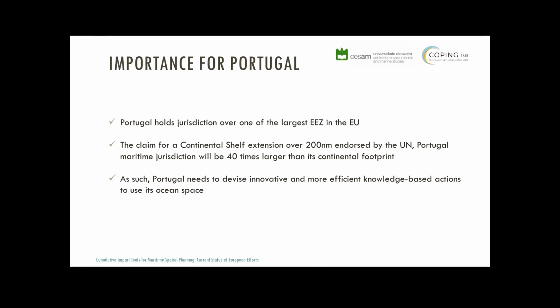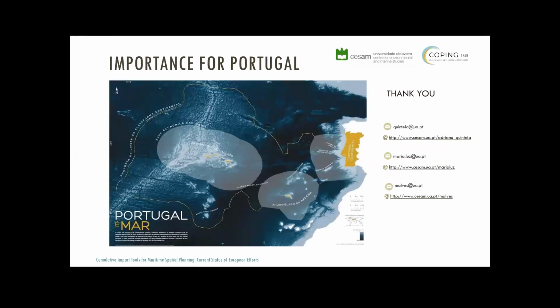As such, Portugal needs to devise innovative and more efficient knowledge-based actions, such as cumulative impact models, for the use of its ocean space. This map gives us an idea of the area that Portugal faces in terms of management of the sea, and that's all. Thank you.